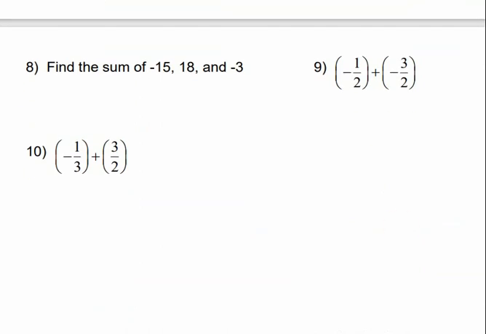Number 8 is written out in words. It says find the sum of negative 15, 18, and negative 3. What does the word sum mean? Sum means add. So I'm just going to add these terms together.